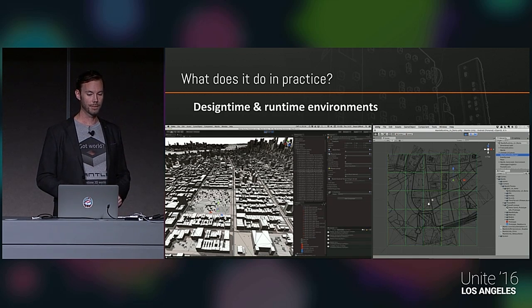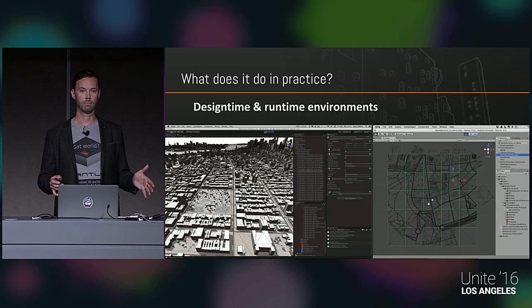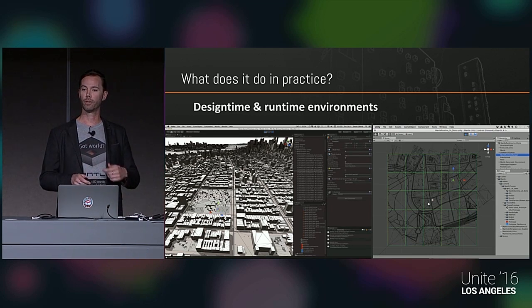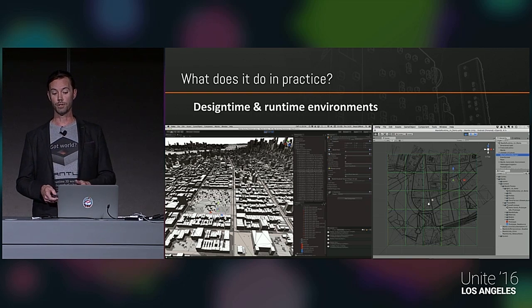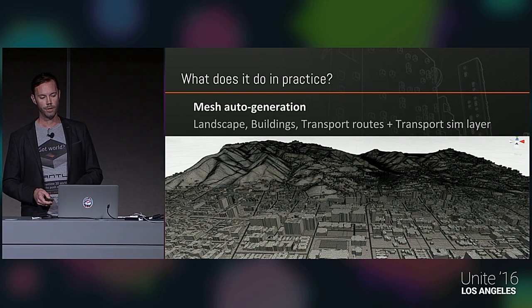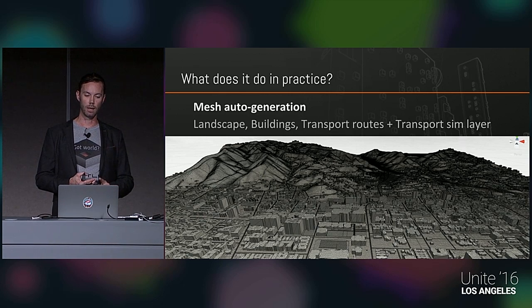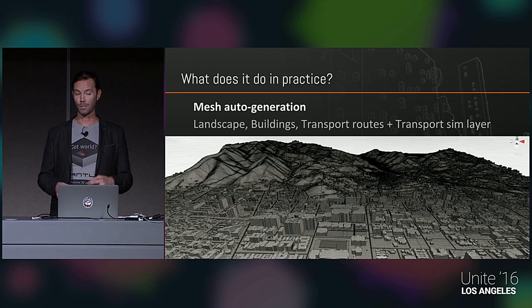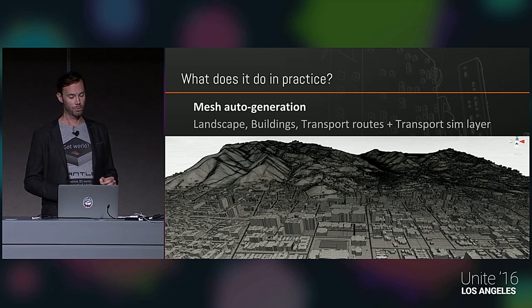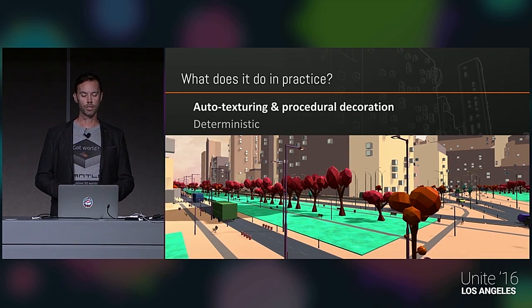So in practice, what that means is we get design time environments where you generate a certain area, and then as with any normal workflow, you can go and decorate that as you please, or in runtime, which is what we're going to focus on today. The auto generation that we do looks at landscape, buildings, transport routes, and then we can process those transport routes into a simulation layer as well, which is pretty useful. We do auto texturing and procedural decoration. So not only do we create the environment, but we can then decorate it. So we place the content that you've chosen in the way that you want it to be placed down. And most importantly, it's deterministic.